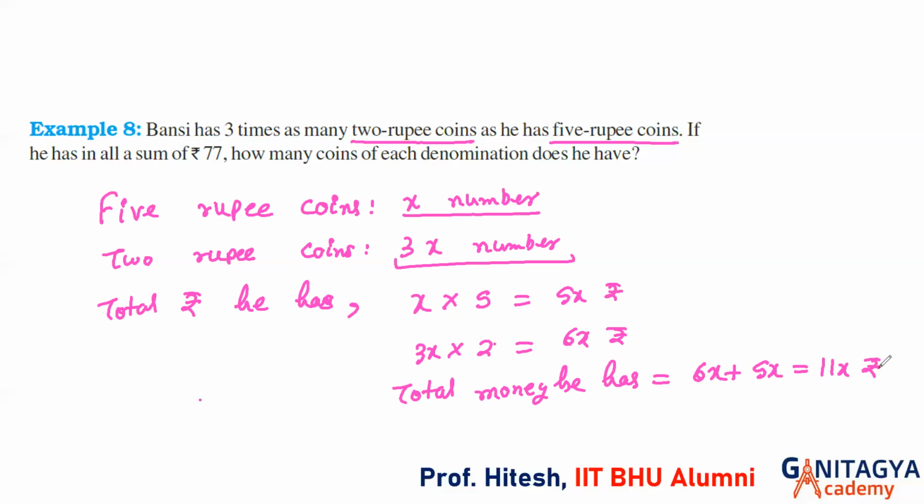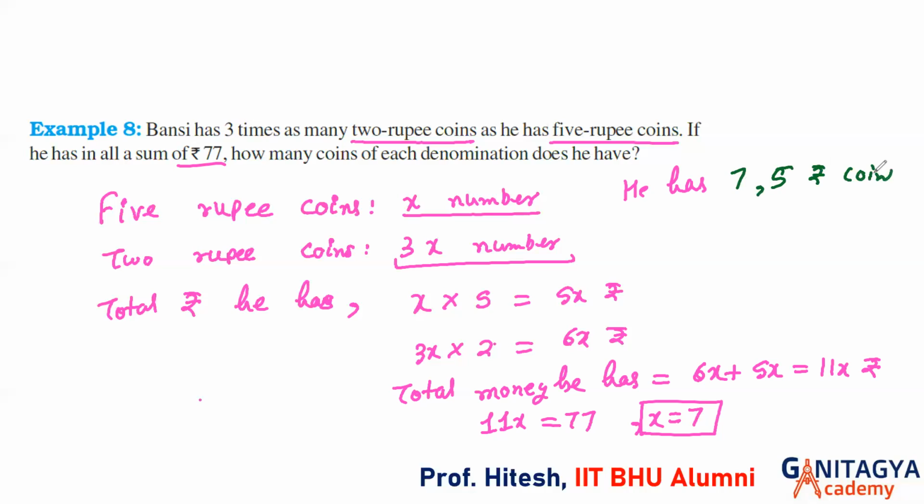Understood? Now the question is, if he has in all a sum of 77 rupees. What is given in the question? 11x is equal to 77. So x is 7. So how many 5 rupee coins does he have? He has 7 5 rupee coins, and he has 7 into 3, that is 21 2 rupee coins. Okay, just confirm your answer.